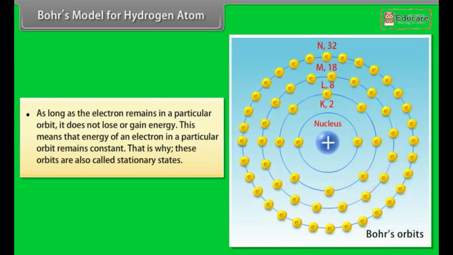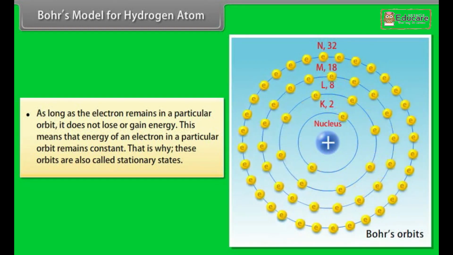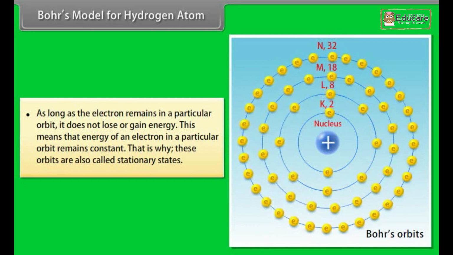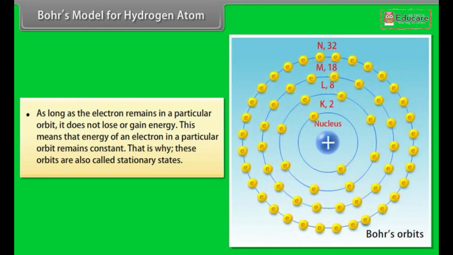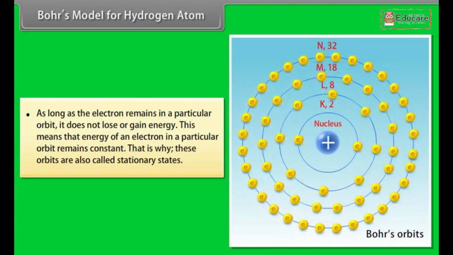As long as the electron remains in a particular orbit, it does not lose or gain energy. This means that energy of an electron in a particular orbit remains constant. That is why these orbits are called stationary states.